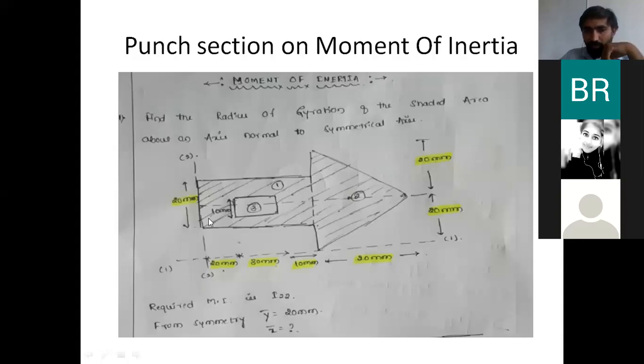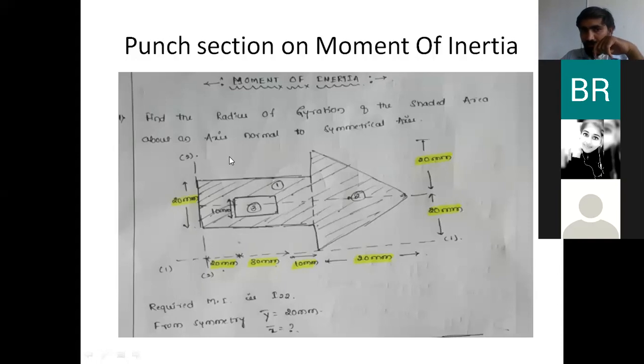Suppose you would like to cut this entire figure with a symmetrical axis like this, the right hand side part will not coincide with the left hand side part, right? So that's why this figure has only one symmetrical axis, the horizontal symmetrical axis. There is no vertical symmetrical axis present.